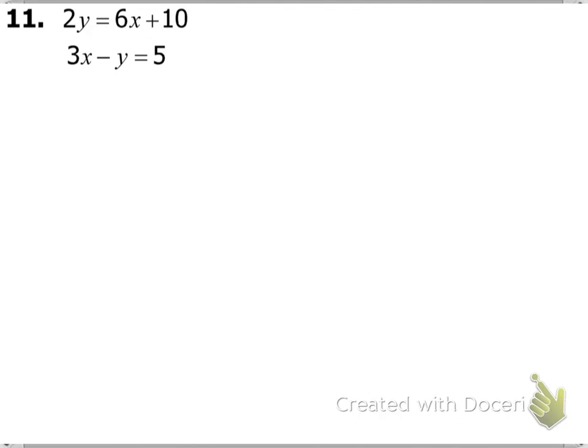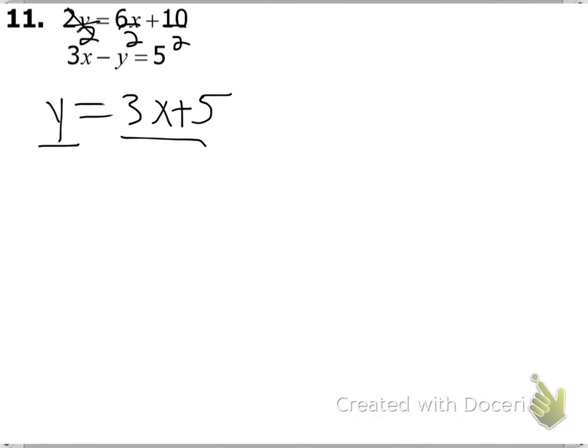2y equals 6x plus 10. 3x minus y equals 5. I'm going to solve my top equation for y. Divide by 2 all the way around. You get y equals, goodness gracious, going too fast. y equals 3x plus 5. I now have one of my equations solved for a variable. y equals 3x plus 5. So I'm going to replace this y with 3x plus 5.